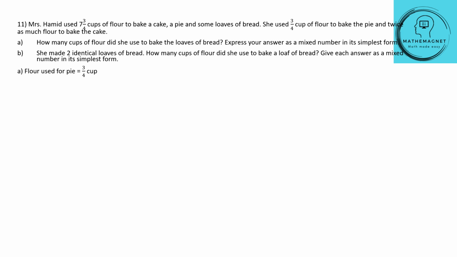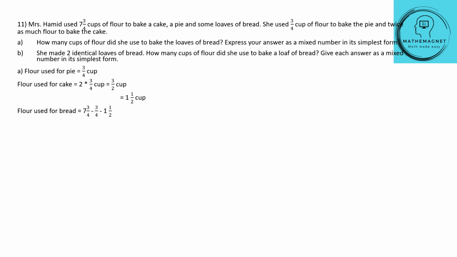So flour used for the pie is 3/4 of a cup. Flour used for the cake is twice the amount used for the pie. So it becomes 2 times 3/4, which is equal to 3/2. 2 and 4 cancel out 2 times, so it becomes 3/2 of a cup. Now 3/2 can be rewritten as 1 1/2 cups.